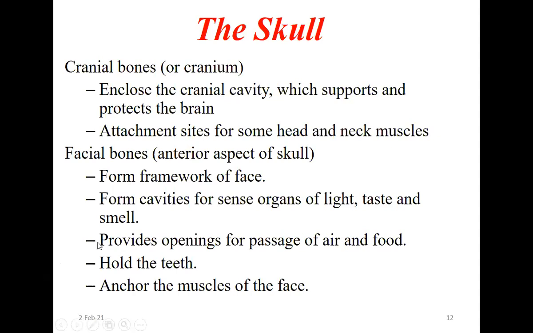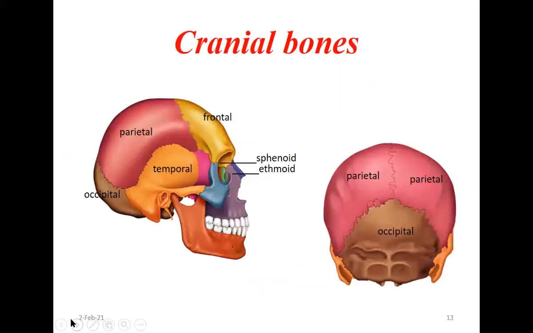Then it also holds the teeth, which will help in chewing. And it anchors the muscles of the face. So it will give attachment to the facial muscles. There are many muscles within the face, which help in expression and movement, for smiling, for being sad, frowning. All those are done by the facial muscles, which are attached to the bones of the face.